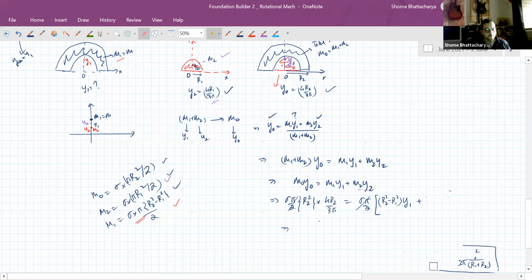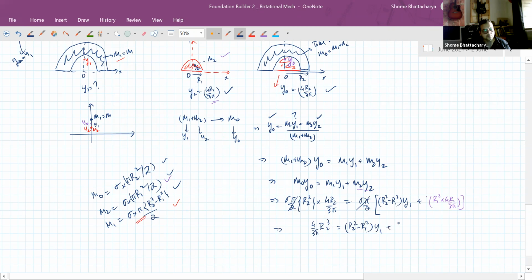So then we'll get R2 cube minus R1 cube, which we can factorize. Okay, so we'll get that answer. So this is sigma pi by 2 R1 square into that 4R1 by 3 pi, this kind of term. So now we will get 4 by 3 pi R2 cube is equal to R2 square minus R1 square into Y1 plus 4 by 3 pi R1 cube.